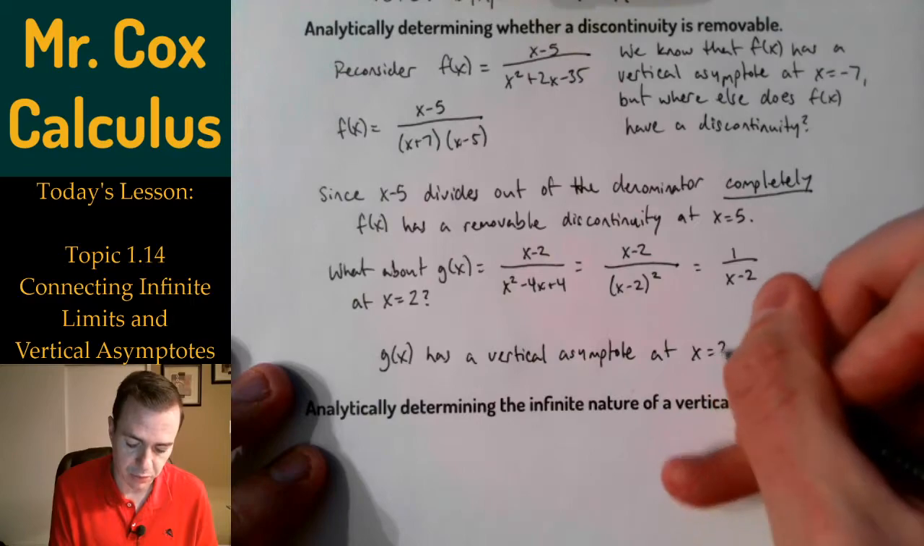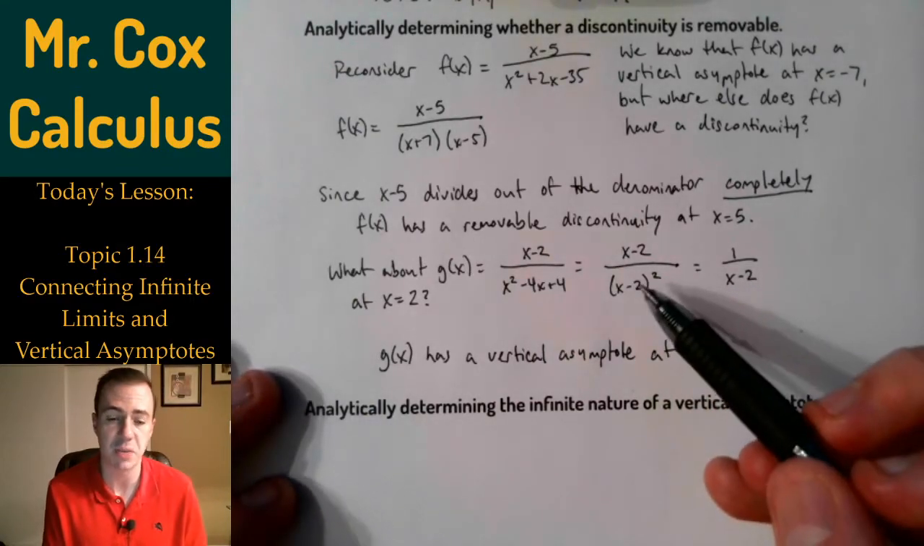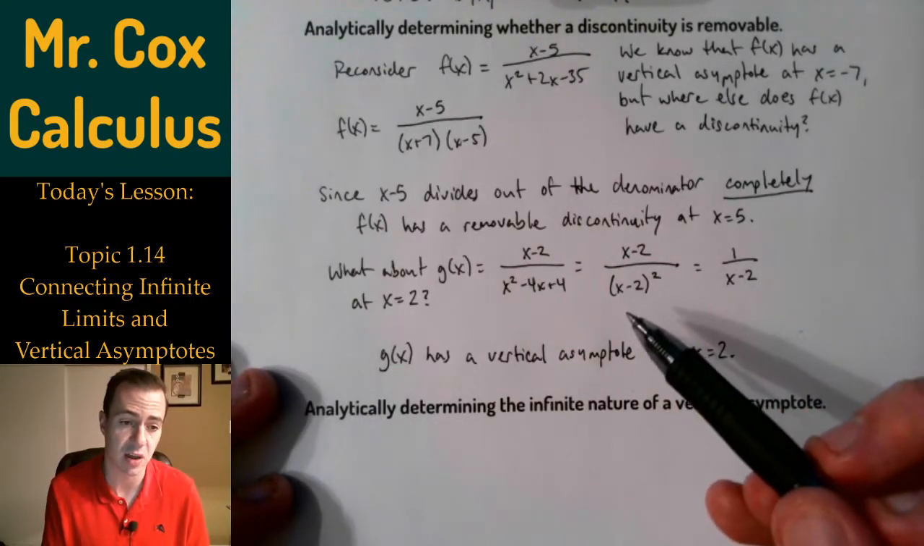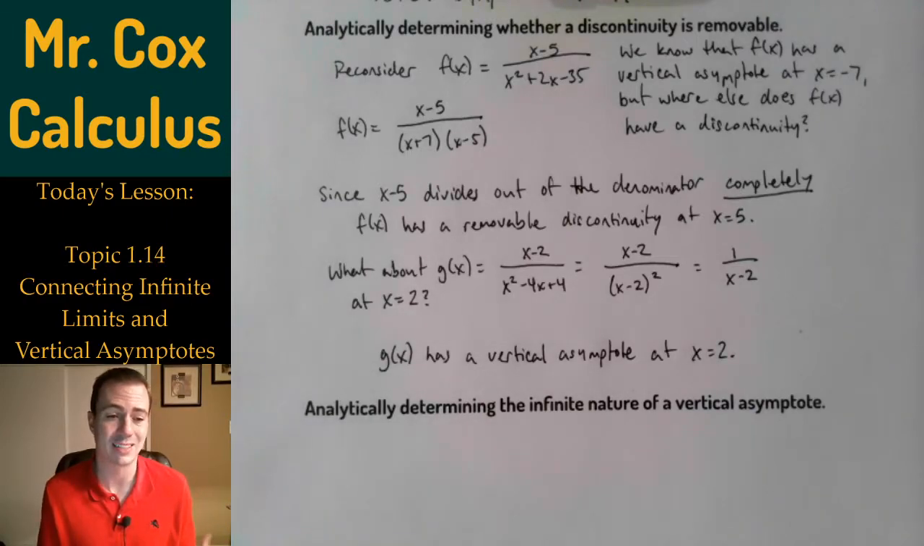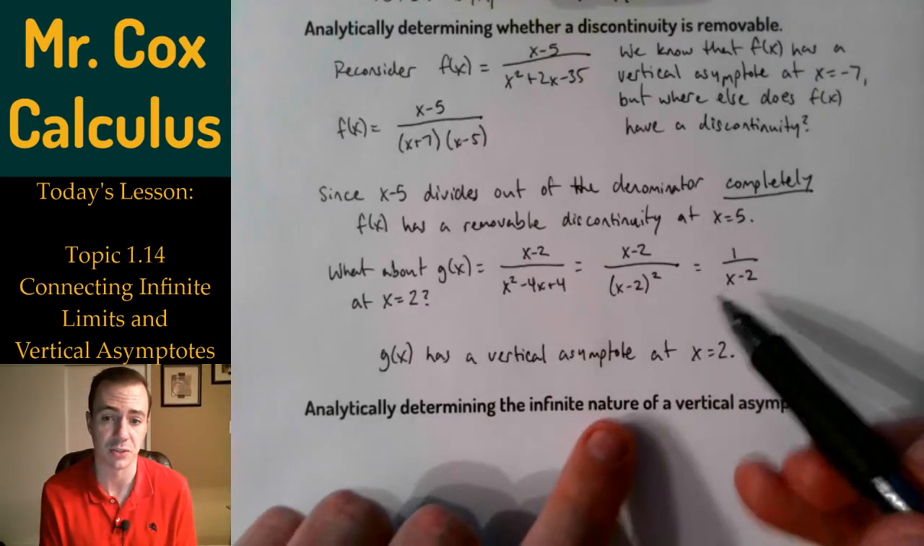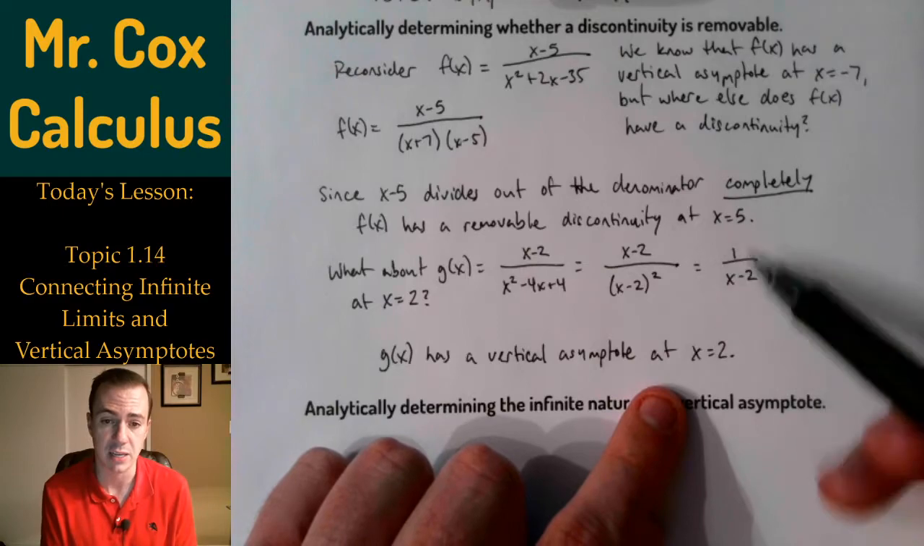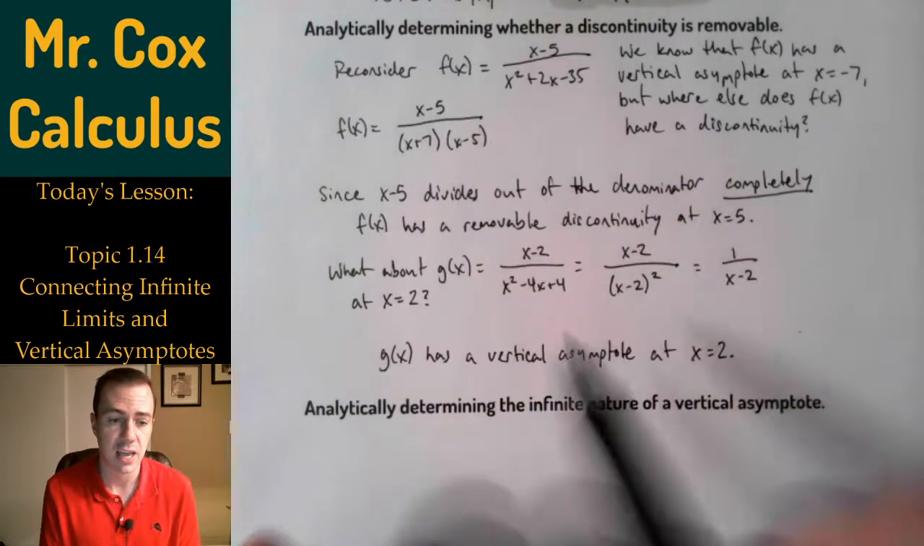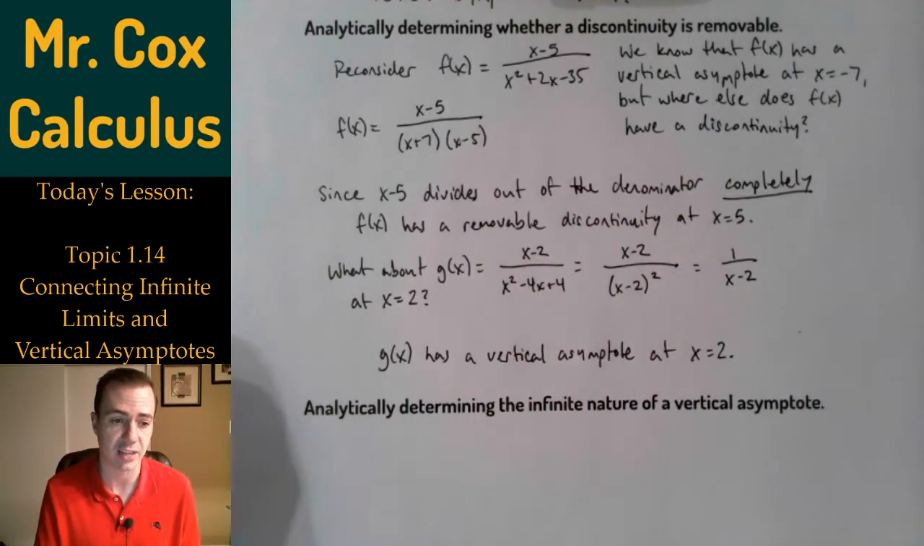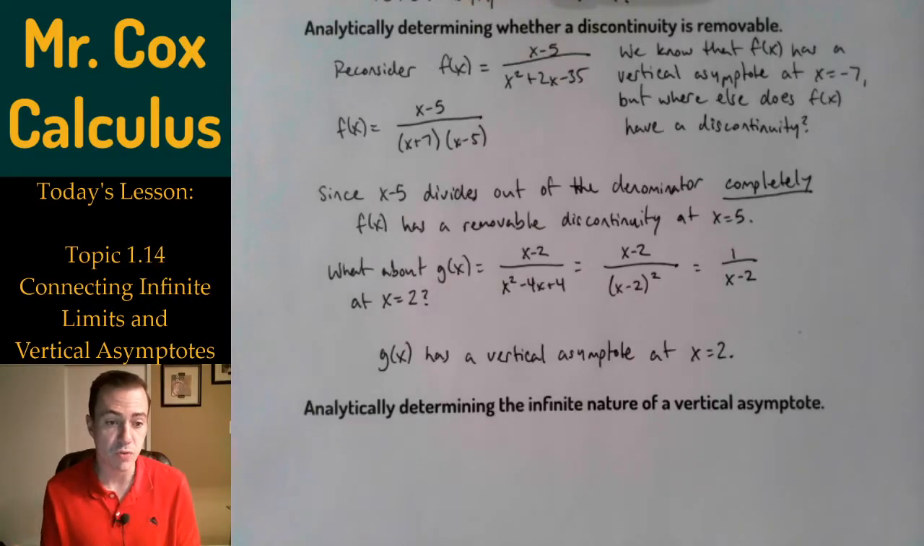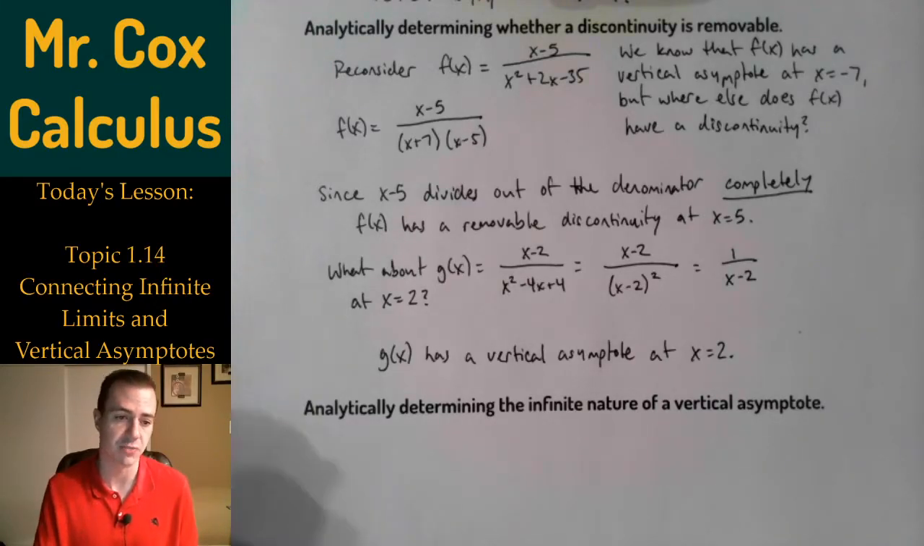at x equals 2. So just a reminder that just because a factor does divide out of the denominator doesn't mean you can't still have a vertical asymptote there. So make sure you can see the difference between what happened with g of x and what happened with our function f of x in terms of removable discontinuity versus vertical asymptote.